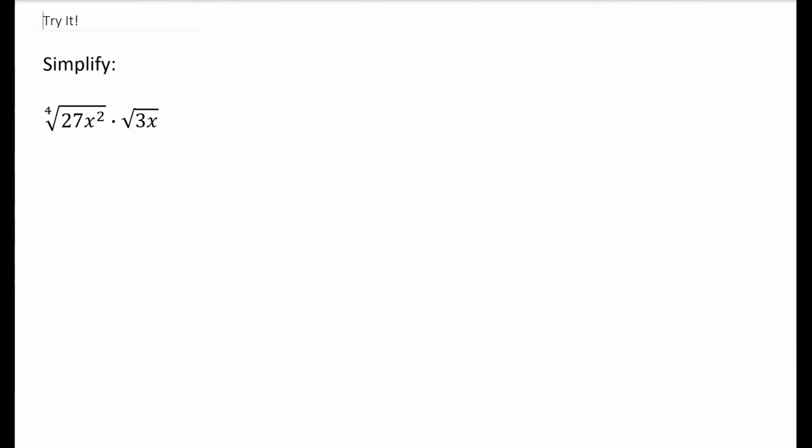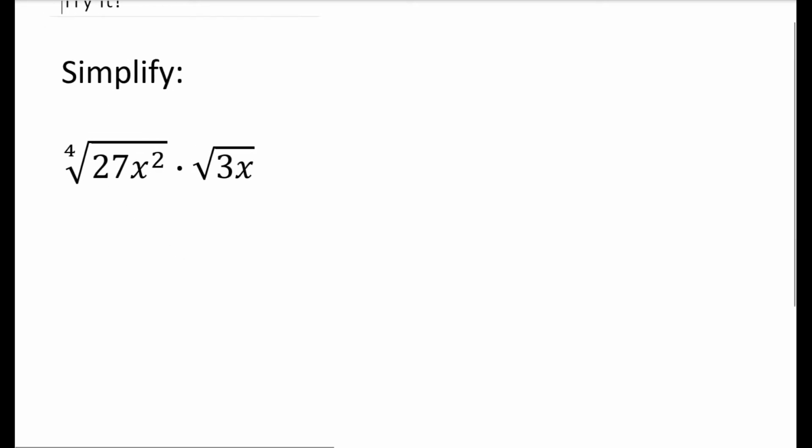All right, go ahead and give it a try. Pause the video, try the problem. Okay, so this skill takes a little bit of practice. So if you don't get it at first, don't be discouraged. We're going to go through the solution together, and we'll see whatever steps you end up missing so that you can fix it. So here, there's an invisible index of 2 because it's a square root.